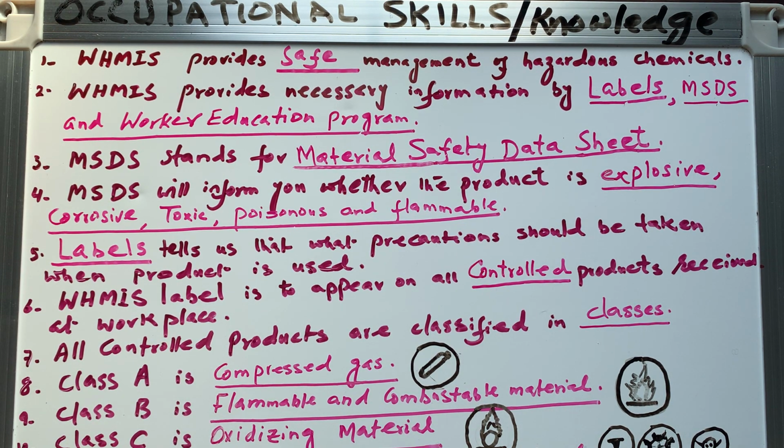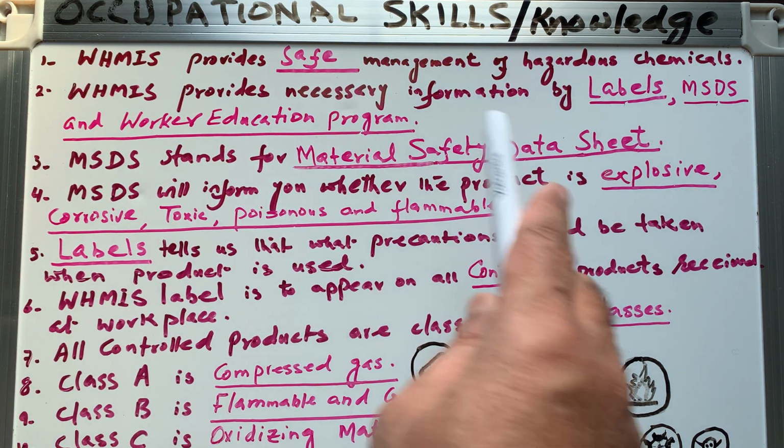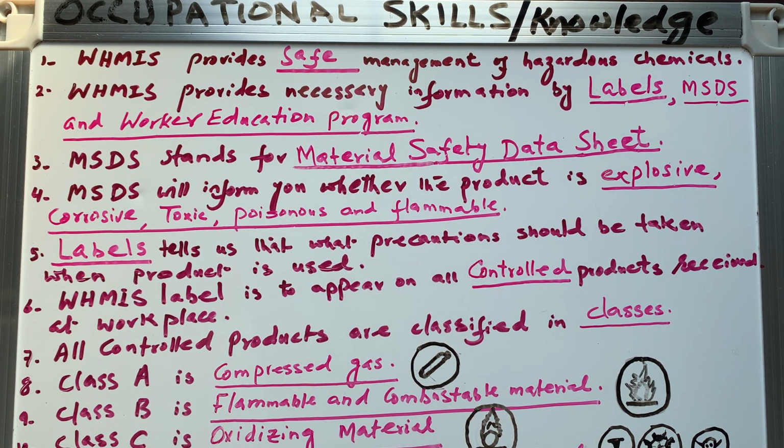Employers must set up the worker education program that instructs workers about the contents and significance of the label, MSDS, and how to work safely with the hazardous chemical. So the label also tells us what precautions should be taken when the product is in use. We will be dealing with all these, and I will make some fill in the blanks, and MCQs will come from the same discussion, from the same class material.